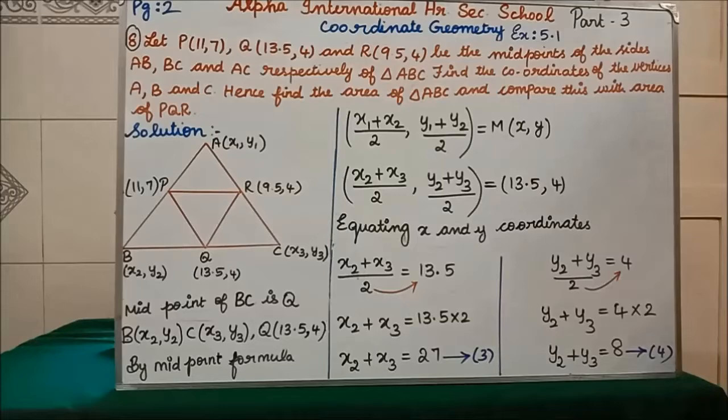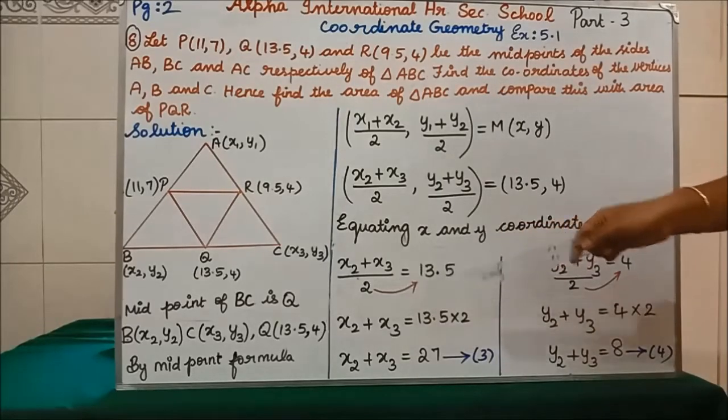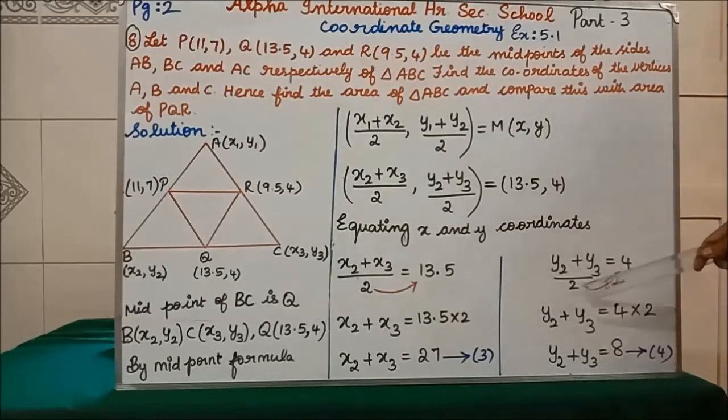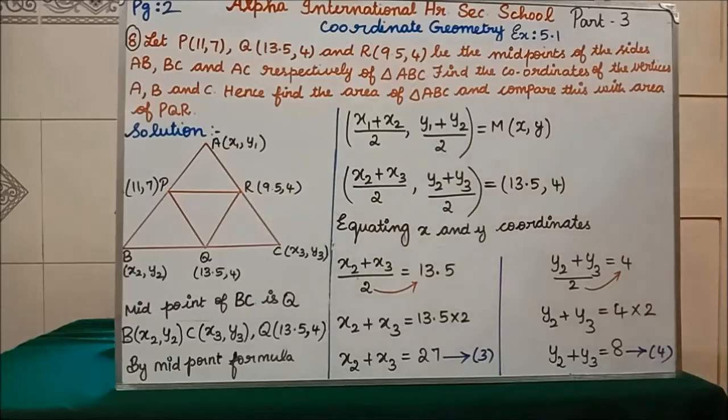Clear? How did we do it on the AB side? After this, we cross multiplied. 2 into 13.5, we did that there also, no? So 2 into 4 is what? 8. So y2 plus y3 equals 8. Here x2 plus x3, 13.5 into 2 is 27.